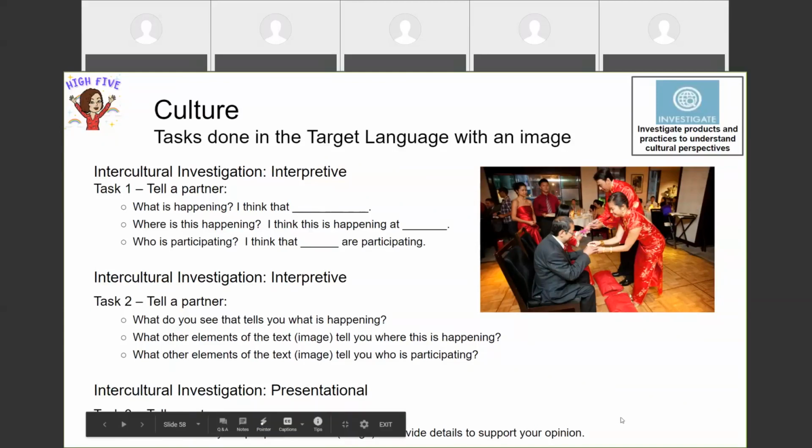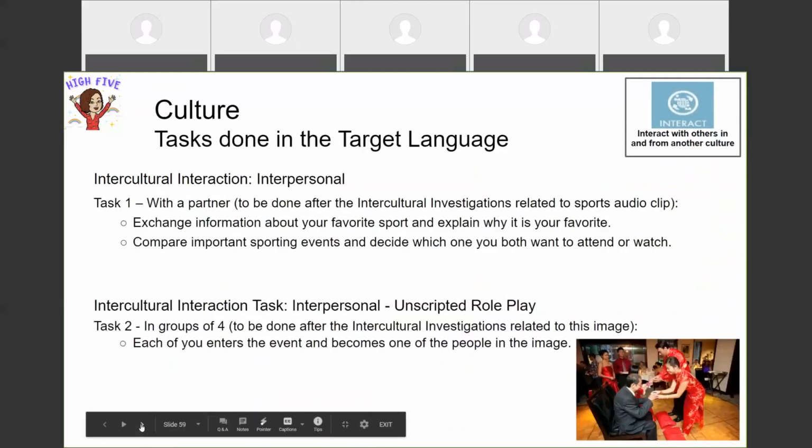And then as we're trying to get to those perspectives again, you want them to say, what is valued in this particular image? So in this case, it looks like maybe they're honoring somebody who's older. So maybe they value family and they value the older members of their family. They might value tradition, as you can see that they're dressed in more traditional clothing compared to the rest, and so on and so forth. Okay, so all of these are just sample tasks of intercultural investigations, but we're preparing them for those intercultural interactions.